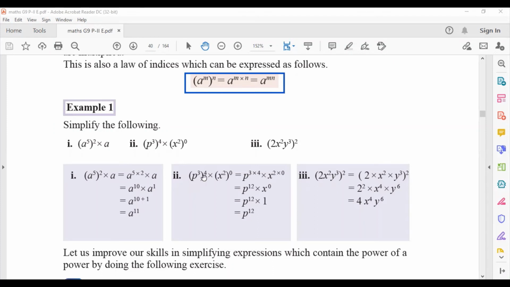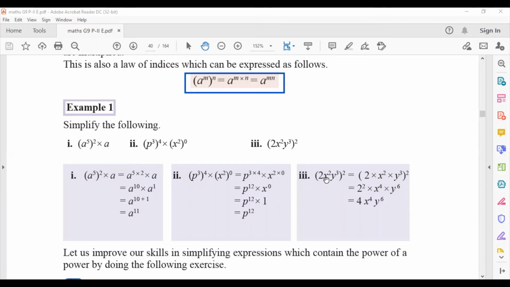Let's move to the second. p to the power 3 to the power 4 times x to the power 2 to the power 0. Then there are two powers of power. So 3 times 4 is 12, then p to the power 12. 2 times 0 is 0, so x to the power 0. According to the laws of indices, any number except 0 to the power 0 is 1. If you're multiplying by 1, this doesn't change, so the answer is p to the power 12.